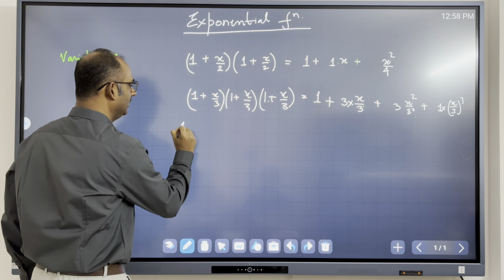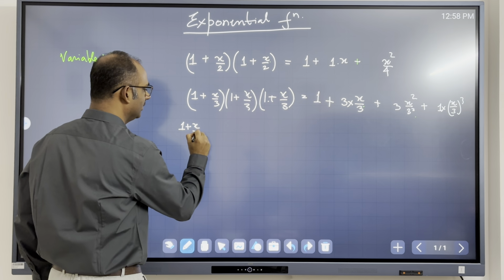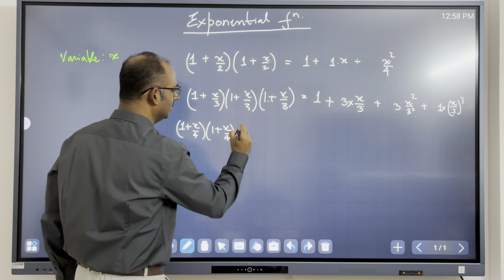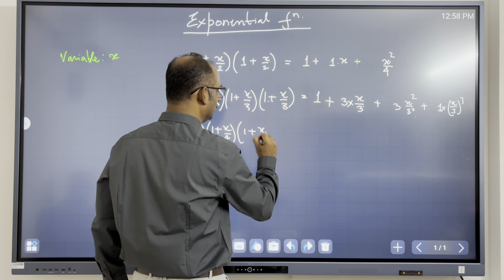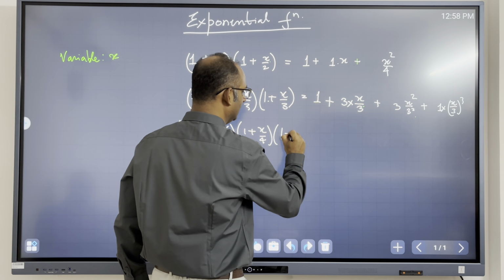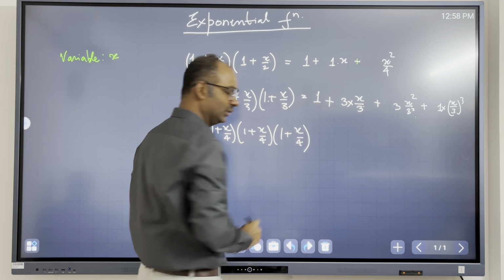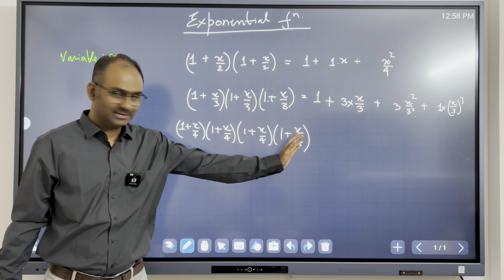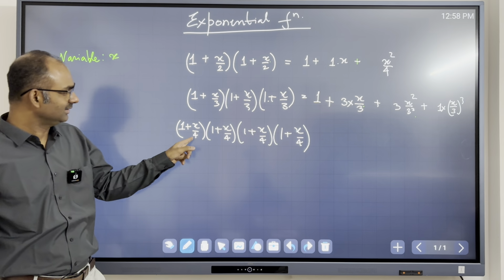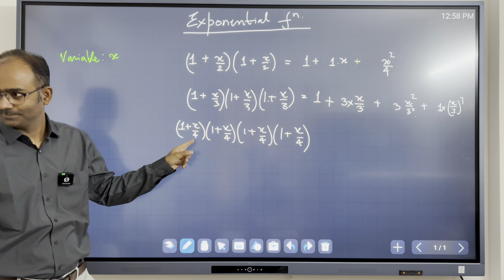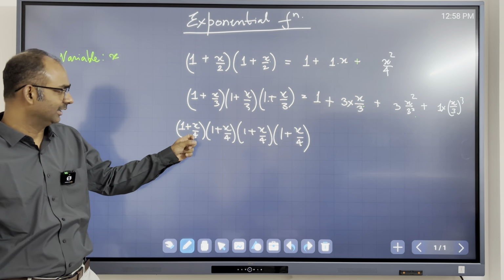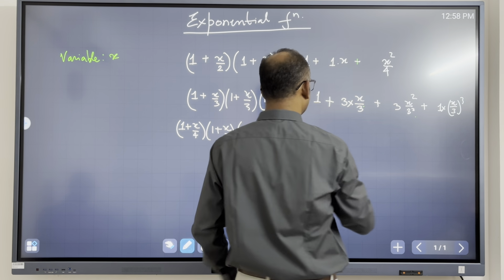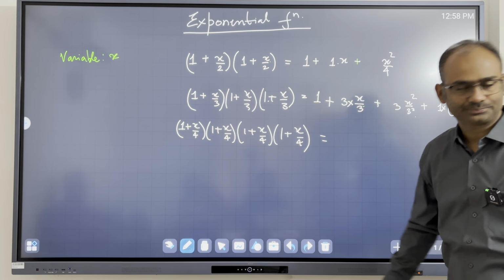Now let's take 1 plus x over 4, 1 plus x over 4, 1 plus x over 4, 1 plus x over 4. So there are 4 such factors. The number of factors I have is the same as the number with which I divide x. So if I am dividing by 4, I take 4 such factors. And I can again do the same thing. I can write its expansion.